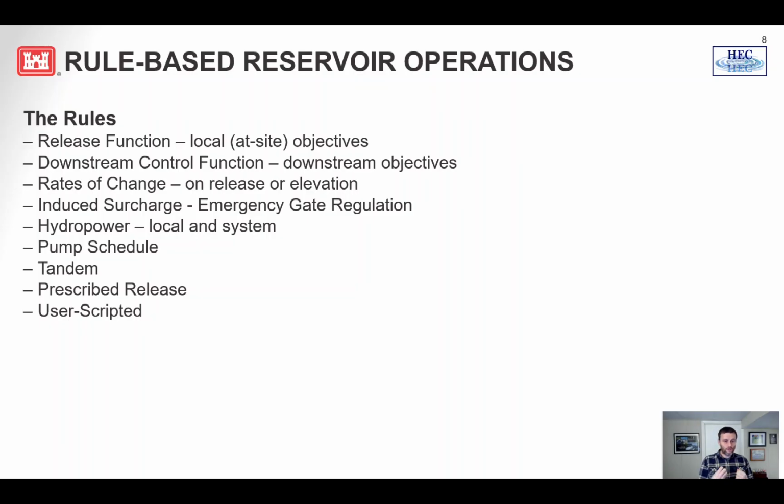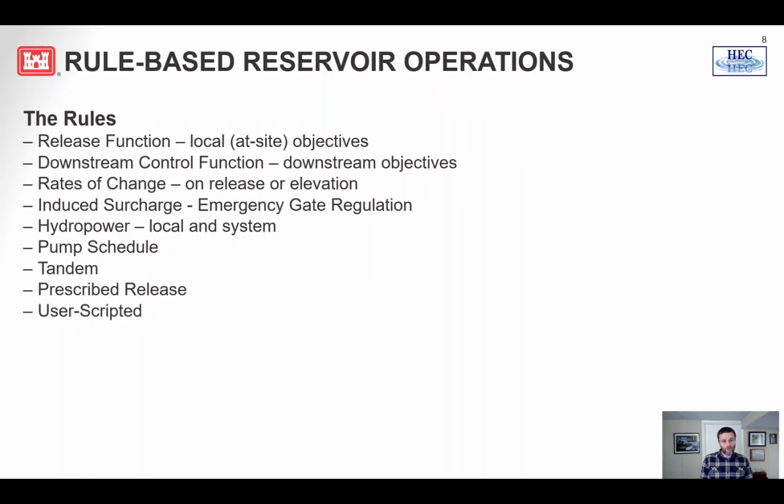The thing that we use to curtail those physical limits are the rules. This is where we start to make it more realistic to how we operate reservoirs in the real world. So we start adding rules to that. The first thing we typically add are release functions at site. What's the maximum release you can release from a project? What's the minimum release that needs to be released from the project? That's generally your water quality or your water supply releases that have to come from the reservoir at site.